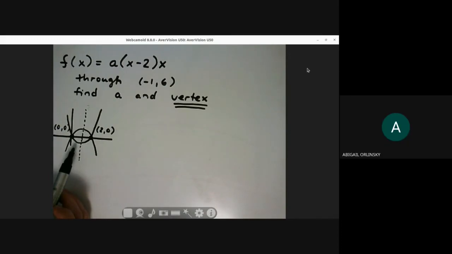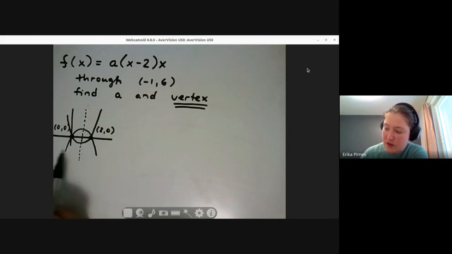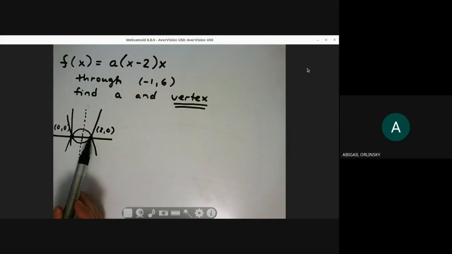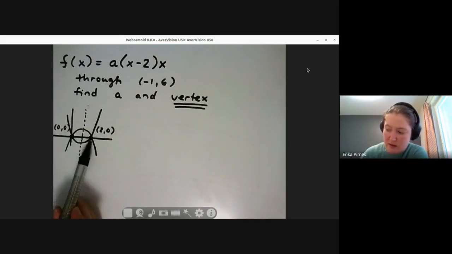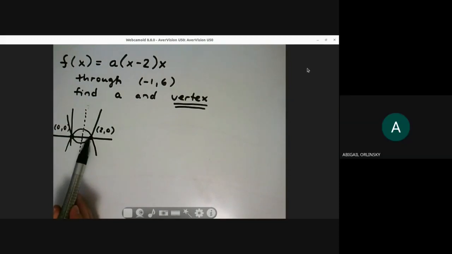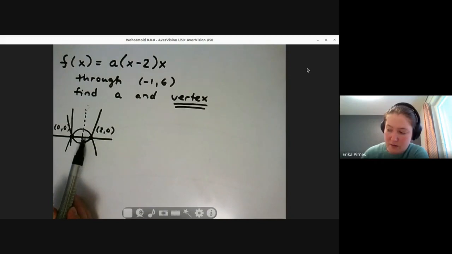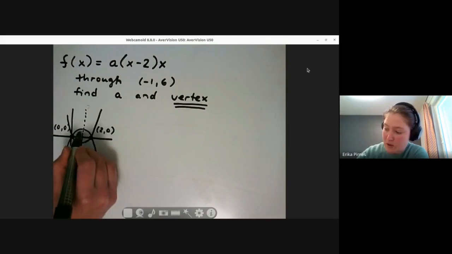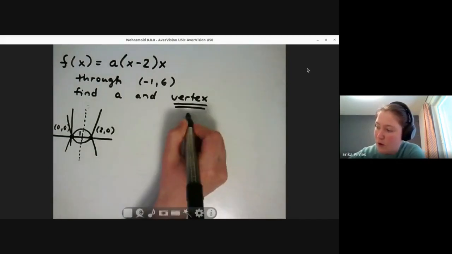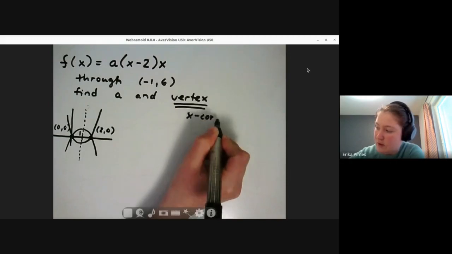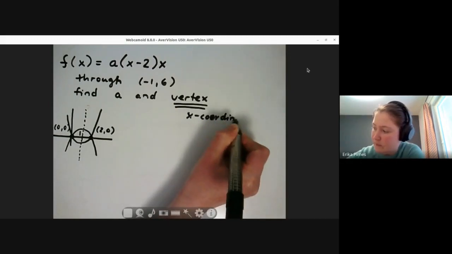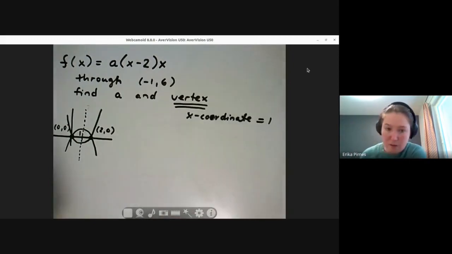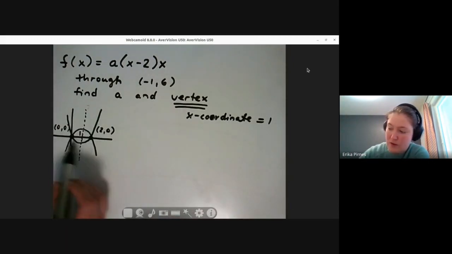I don't know. So basically, let's say we're down here. I go up and then I come down. Because I have symmetry here, the highest point is exactly between these two zeros. And what is the x coordinate then? 1? Yeah, the x coordinate is 1 right here. So we know the x coordinate of the vertex is 1, because of symmetry.